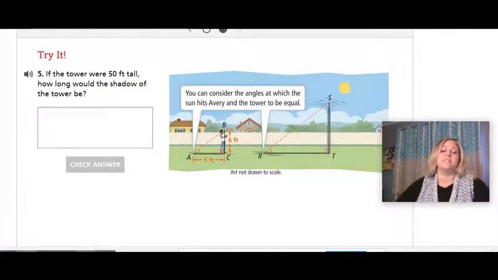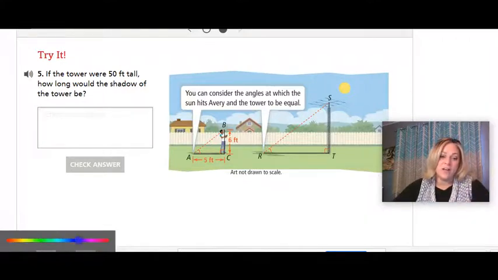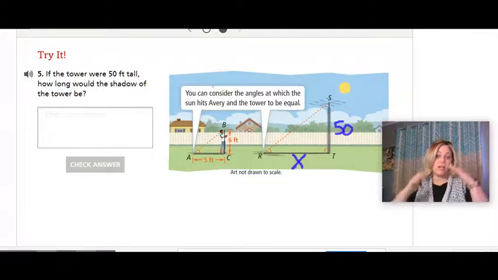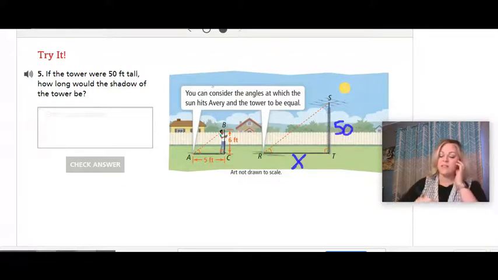Another part, this number 5, same idea, same shadow, same picture, but it's saying if the tower were 50 feet tall, so exactly 50, what would the shadow of the tower be? So figure out what you're going to do. Are you going to compare base to height, height to base, big to small, small to big? Just be consistent. So last time I did small to big. So this time let's do base to height. Base to height, set them equal.